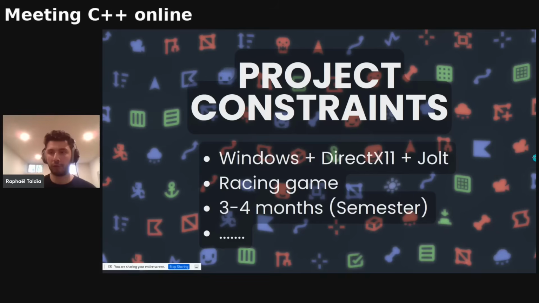And we had milestones to guide us throughout the semester, which is pretty much the overall semester for us in Canada, at least in Quebec. So we had between 3 and 4 months, but we also had other classes, with the infamous AI class too. We had to use Windows DirectX 11, and we had to use a physics engine. Jolt was highly recommended, and we all ended up using it. And we had to make a racing game, essentially, using that small engine.